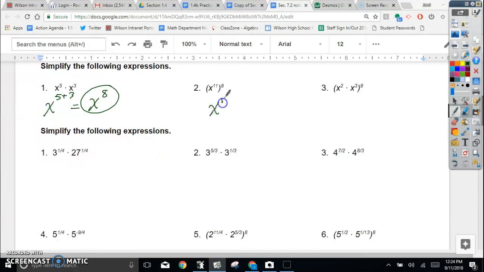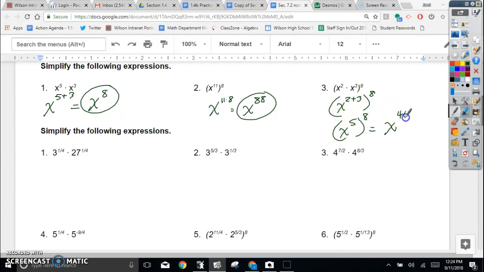Here we have a power to a power, so we'll do 11 times 8, which is 88. All right. Here, I'm actually going to do what's inside parentheses. So this will be 2 plus 3 first, which will be x to the 5th. And then I do a power to a power, which is 5 times 8, which is 40. So x to the 40.